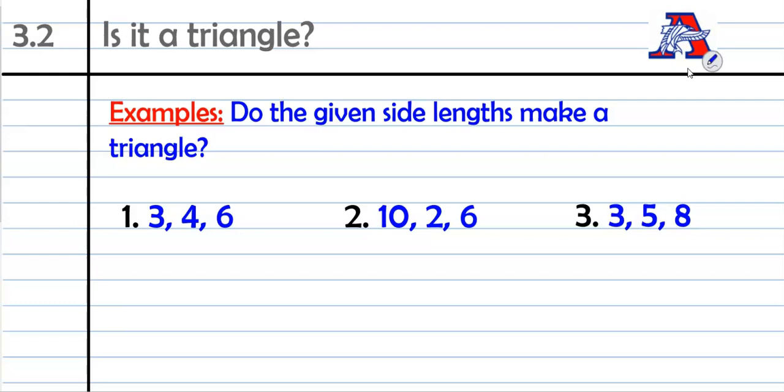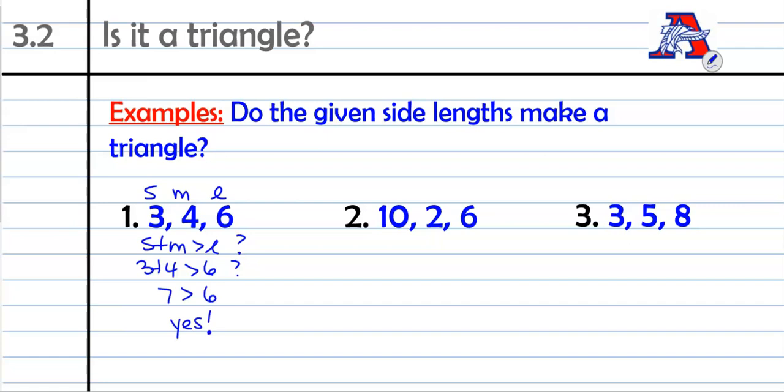So what I always tell people to do is label your side lengths small, medium, and large. 3 is obviously the smallest, 4 is in the middle, and 6 is the largest. So now we're going to use that short plus medium bigger than large question. Is that true? Is 3 plus 4 bigger than 6? 3 plus 4 is 7. And now the question is, is 7 bigger than 6? Now remember, the alligator eats the bigger number. So yes, that is a true statement. 7 is bigger than 6. So yes, side lengths of 3, 4, and 6 could create a triangle.